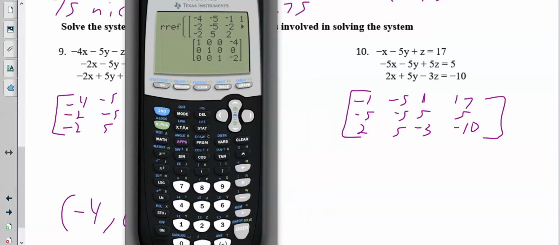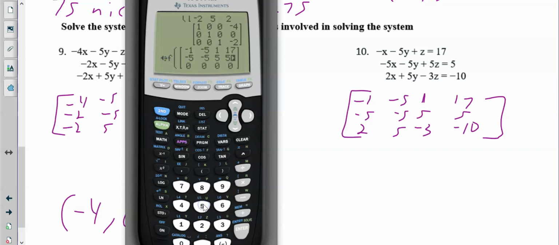So, if you feel comfortable with this, you can skip this part. I'm just going to do this one again. And the more you practice it, the better it is, the easier it is. So, RREF, alpha zoom, everything's okay. Negative 1, negative 5, positive 1, 17. Keep arrowing over. Don't hit enter. Negative 5. If you hit enter, not a huge deal. You just got to start over.